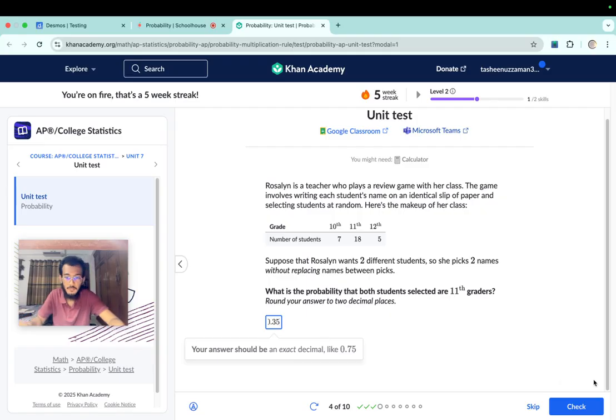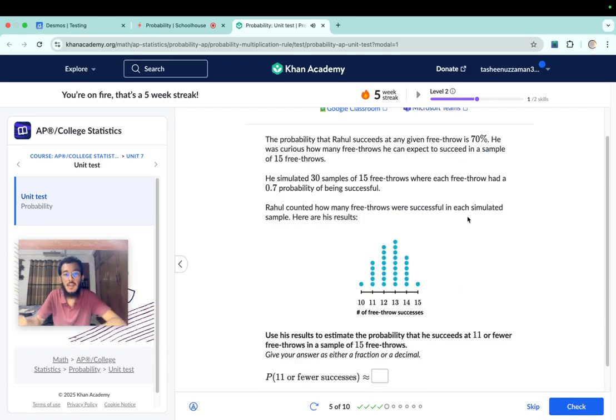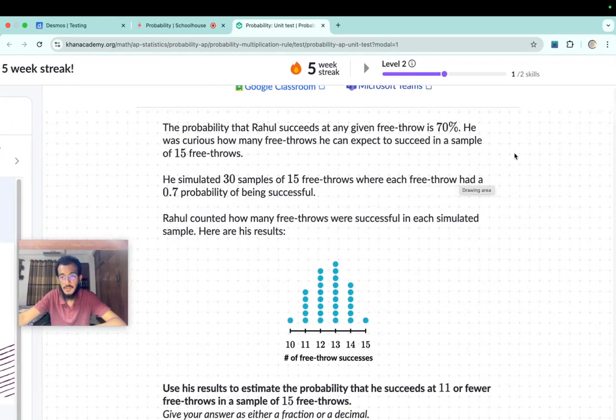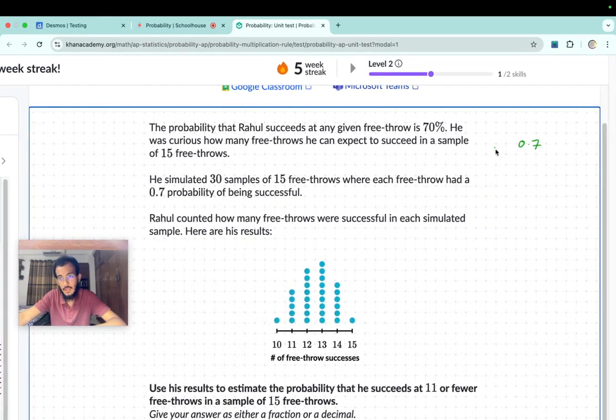0.35. All right. The probability that Rahul succeeds at any given free throw is 70%. So 70% is 0.7 probability. He was curious how many free throws he can expect to succeed in a sample of 15 free throws.